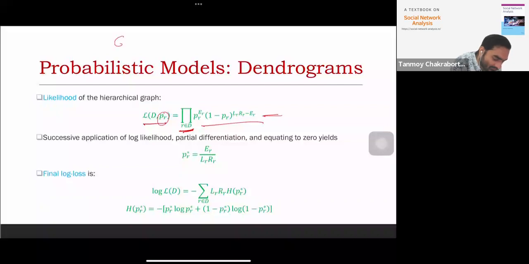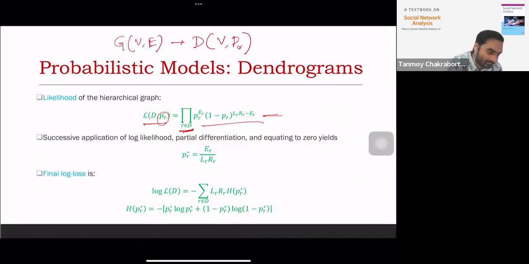So what we have done so far, from a given graph G, V, E, we have created a dendrogram D, V, PR. Whatever, V or mod V, doesn't matter. Now remember, this PR is not a single number. PR is basically a vector. For every R, we have a probability, right? Now this notation is similar to what we have discussed earlier, a long time back. Think about it. This notation is same as what?